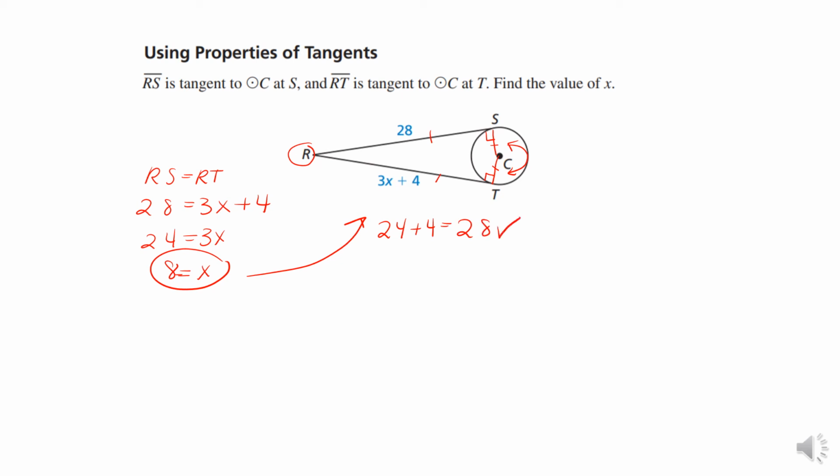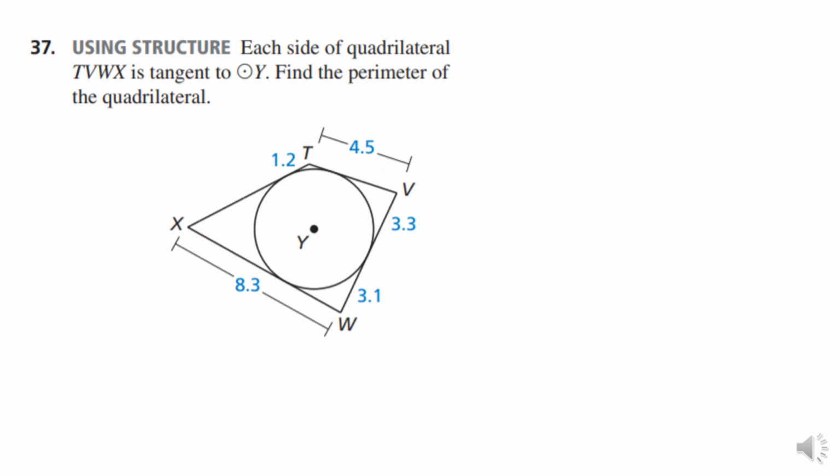Okay? All right, don't think that all problems will be easy to do in your head. You need to make sure and show your work so that when you get to the more difficult problems, you know how to do it. And speaking of difficult problems, here's a good one for you. So using structure, each side of a quadrilateral is tangent to circle Y. Find the perimeter of the quadrilateral.